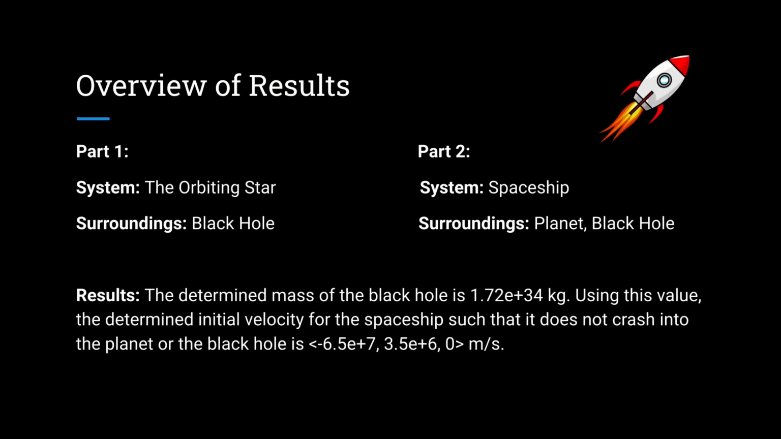Overview of results. For part 1, we see that the system is the star, while the surroundings is the black hole. For part 2, the system is the spaceship and the surroundings is the planet and the black hole. Results. The determined mass of the black hole is 1.72 times 10 to the 34 kilograms. Using this value, the determined initial velocity for the spaceship, so as not to crash into the planet or the black hole, is negative 6.5 times 10 to the 7, 3.5 times 10 to the 6, 0 meters per second.